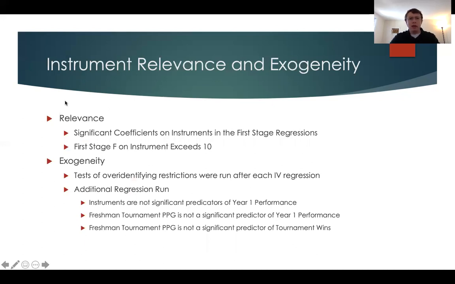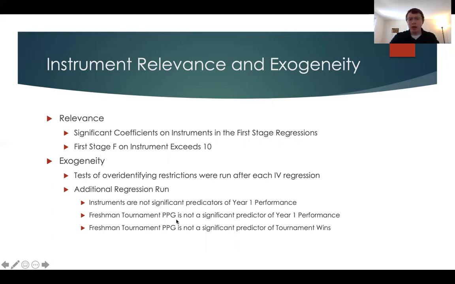I do want to touch on instrument relevance and exogeneity. So in terms of instrument relevance, I do want to note that I found significant coefficients on the instruments in the first stage regressions and an F statistic on the instruments that exceeds 10. In terms of exogeneity, I did run tests of over-identifying restrictions after each IV regression and passed those tests. I also ran some OLS regressions to provide some additional evidence here. The instruments are not significant predictors of year one performance in an OLS setting.